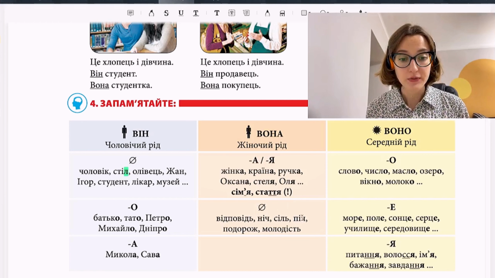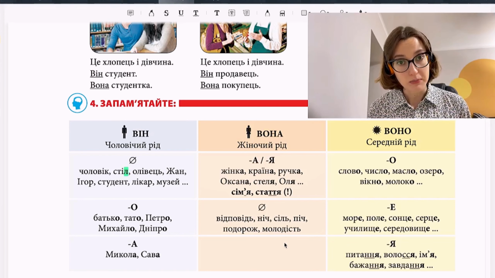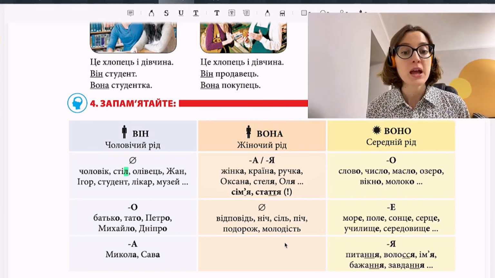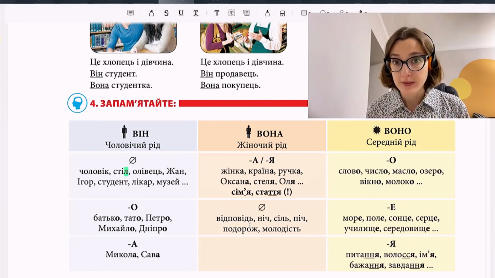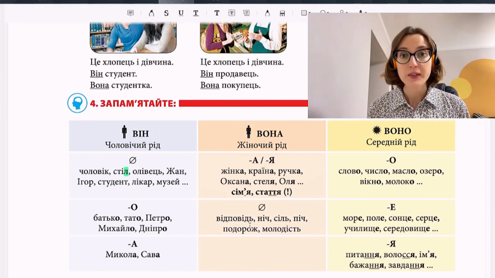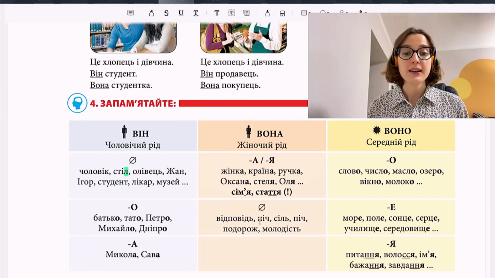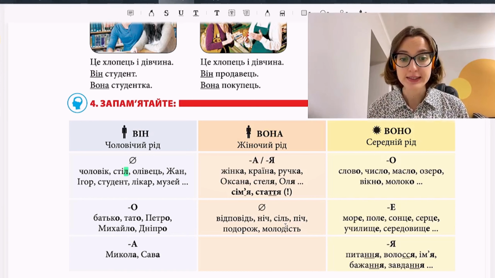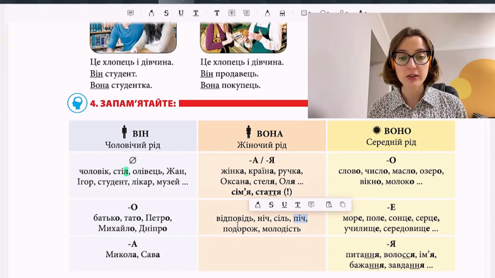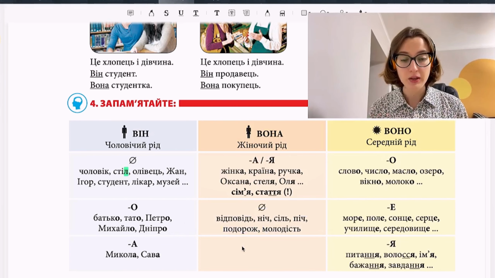And these words you have to remember because they have a soft sign at the end or even a consonant, but they are feminine, not masculine. And you have to remember them. For example, відповідь, an answer. Ніч, night. Сіль, salt. Піч, подорож, a trip, молодість, youth.